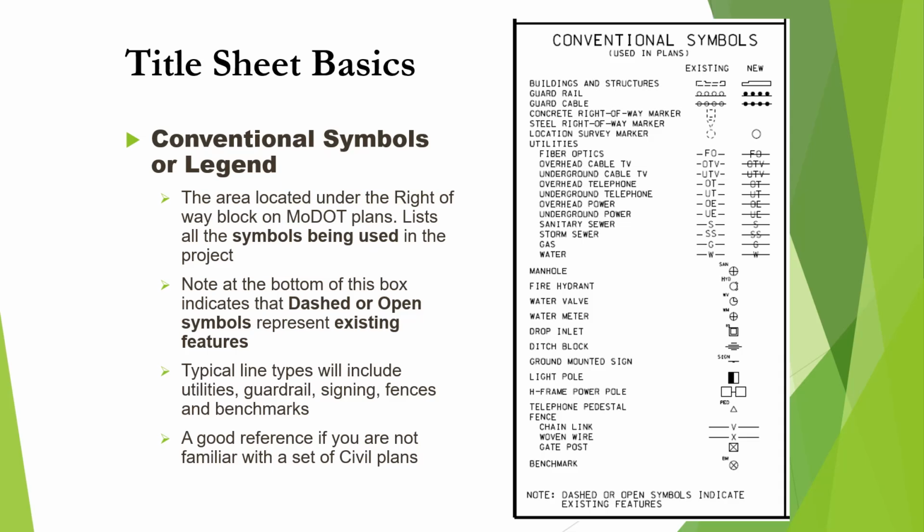Typical line types will include utilities, guardrails, signing, fences, and benchmarks. A good reference if you're not familiar with a set of plans. And if you look at these conventional symbols, usually what they'll do is they'll include what's being used on the project and get rid of stuff that doesn't pertain to the project. So you can see all the different symbols that are out there. And again, existing is dashed and open, and new is filled for the other one. Okay.